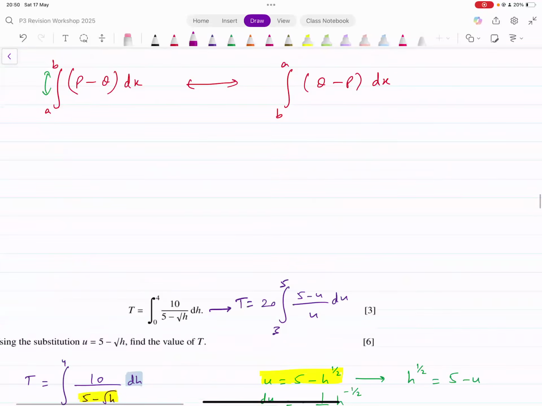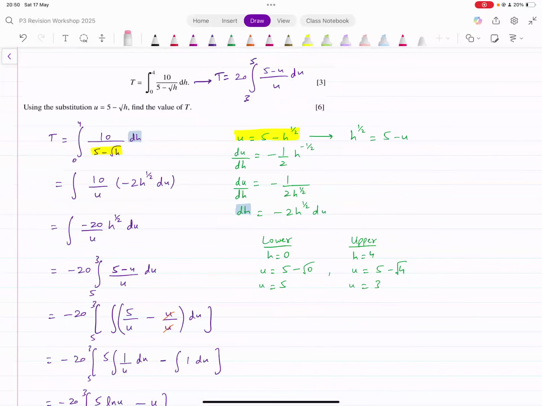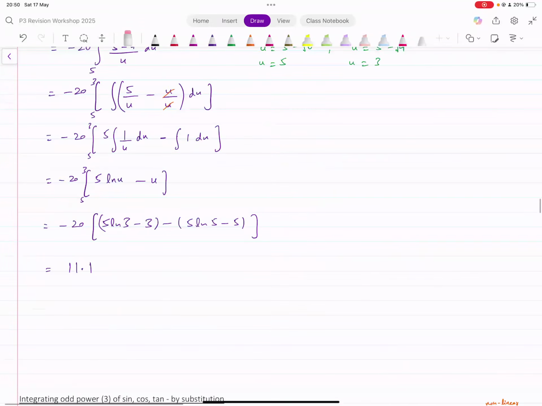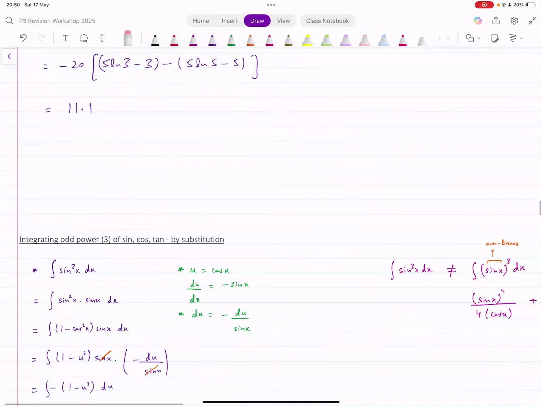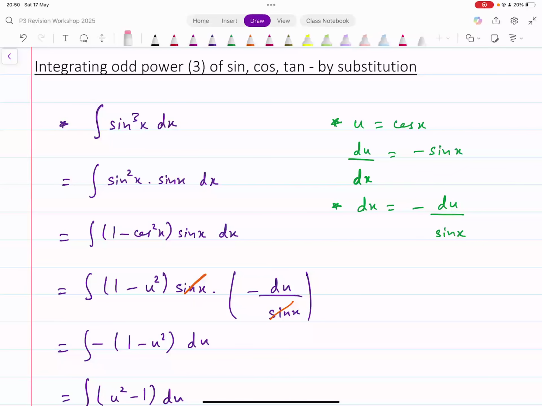It's not always necessary to do that. Only when they ask you to show something like this, you can do that by multiplying by minus and then converting to that form. The next thing is you need to be able to integrate powers of sine, cos, and tan.